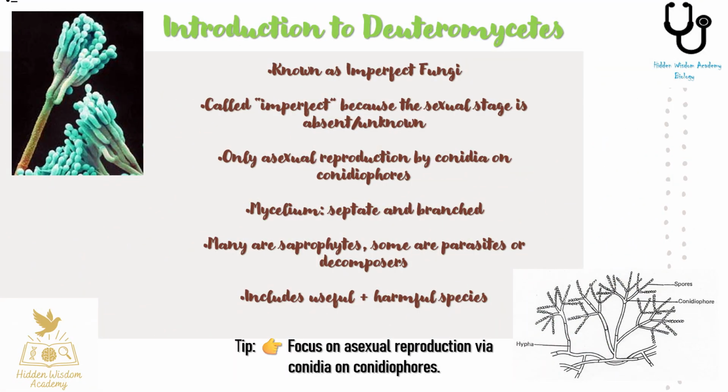Let's talk about general features of Deuteromycetes. Deuteromycetes are called the imperfect fungi because their sexual stage is absent or not yet known. They reproduce only asexually by Conidia, which are produced on conidiophores. Their mycelium is septate and branched. Most species are saprophytic, while some act as parasites or decomposers. This group includes both useful and harmful fungi.